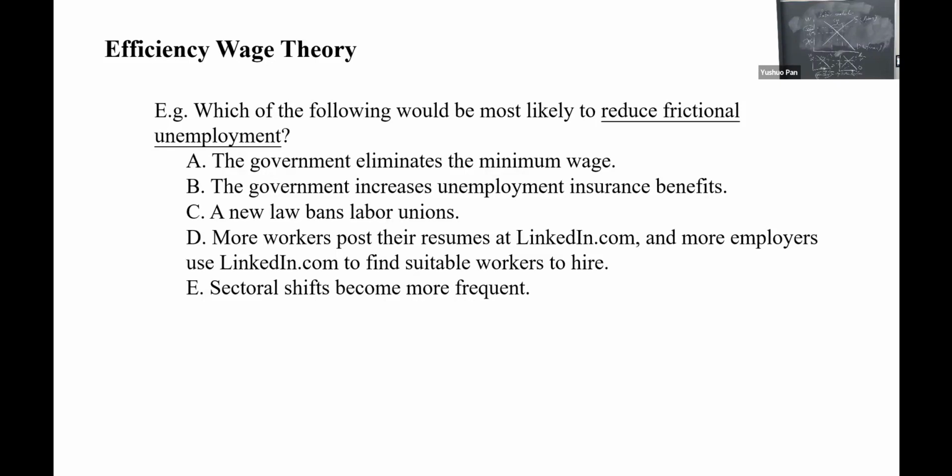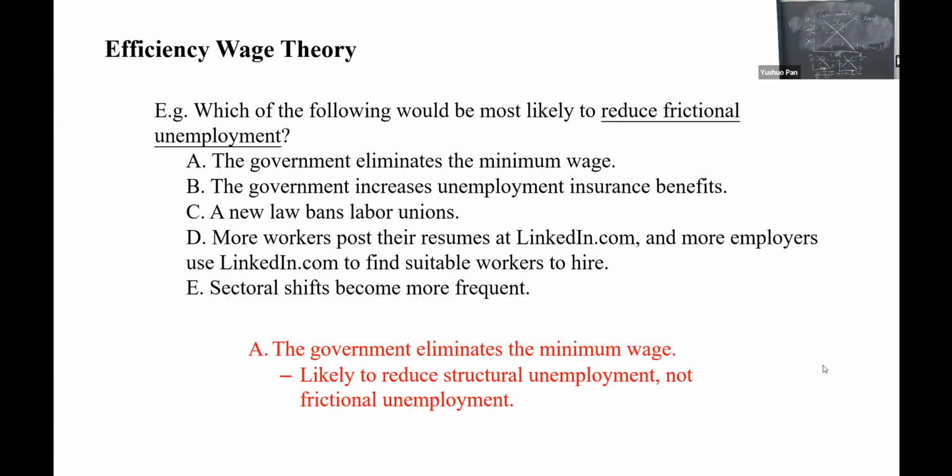Option A: the government eliminates the minimum wage. Will that influence the labor market only in the short run or in the long run? Remember, the minimum wage law should be forever, right? If the law is there, the wage will always be higher than the equilibrium wage. So that's the reason that causes structural unemployment. And if the government eliminates the minimum wage, this will disappear forever, and the unemployment caused by the minimum wage will disappear forever. So that is likely to reduce structural unemployment. Just again, think about the reason. Since the minimum wage is the long run, it's likely to reduce structural unemployment, not frictional.